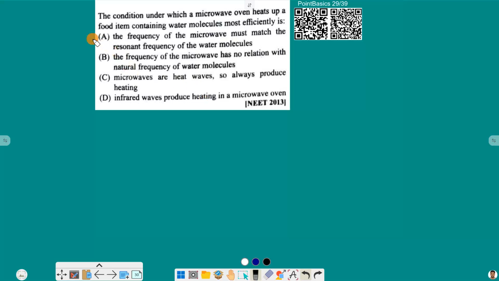So here the only possible option is option A, because when the microwave frequency is equal to the frequency of vibration of water molecules, this is a condition of resonance. And we know that at resonance maximum energy is transferred from one medium to another. So that's how microwaves transfer their energy to the water molecules. So option A is the right answer here.